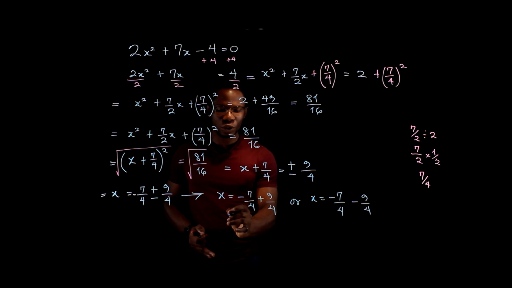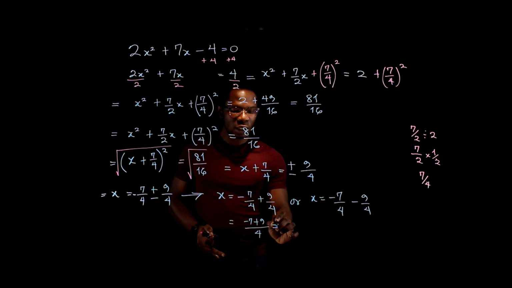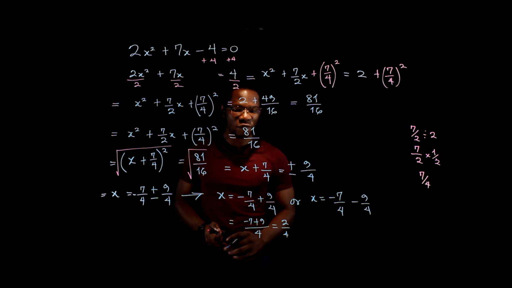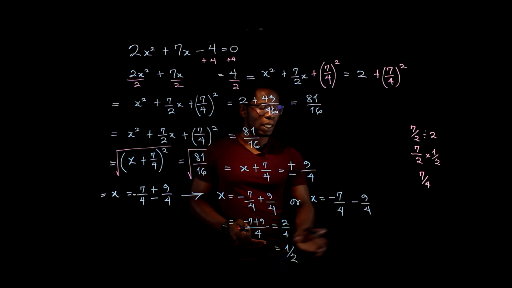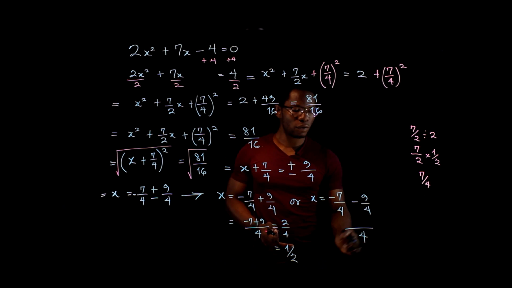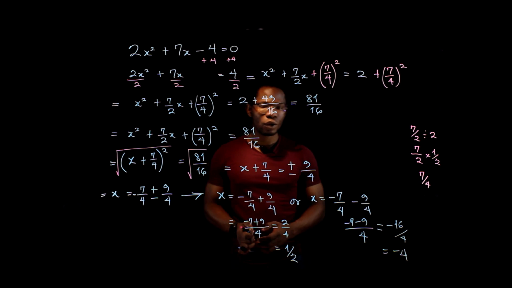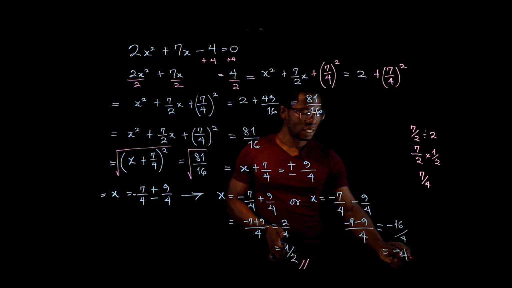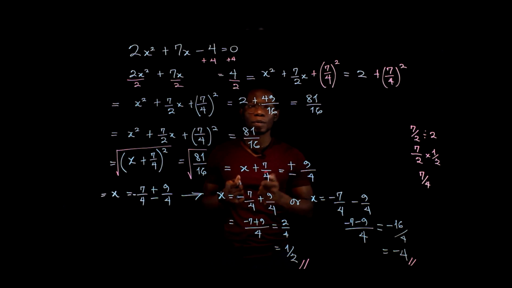So for this side of the equation, we have a common denominator of 4. So that leaves us with minus 7 plus 9, and this is equal to 2 over 4. So we have half here. And on this side, we also have a common denominator 4. That leaves us with minus 7 minus 9, and that's minus 16 over 4, and that cancels out to minus 4. So our two solutions are either x is half or x is minus 4. And that's how we solve quadratic equations using the completing the square method.